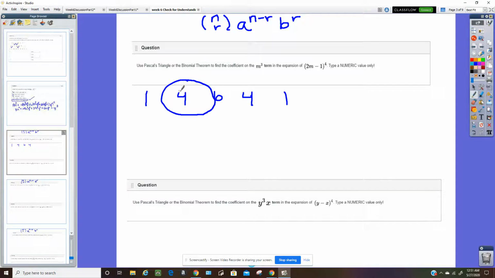I have 4, so (2m) cubed times negative 1. This is 2m cubed, the whole thing cubed.